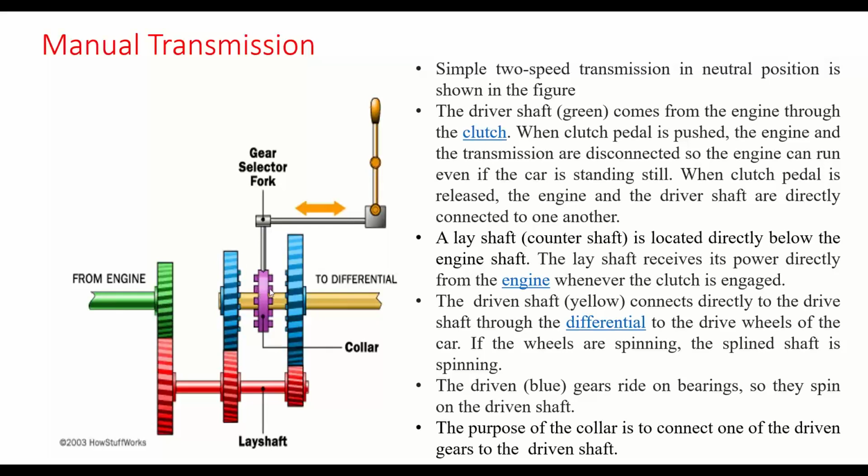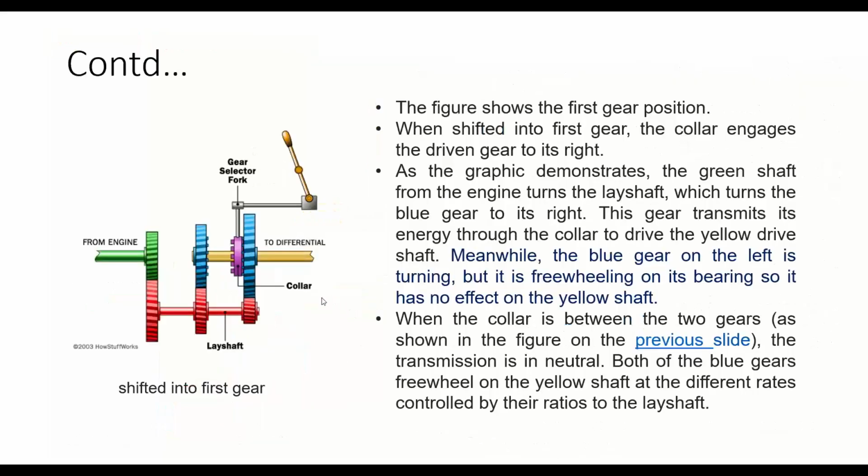So when you apply the gear after applying the clutch, this collar goes and attaches to one of the gears. For example, if it is attaching to this gear, when you release the clutch, the power will be directly transmitted to this first blue gear. You can see in this sketch, this is the first gear position. Initially the collar was here, you apply the clutch and put it to the first gear, and this collar will go and attach to this larger gear.